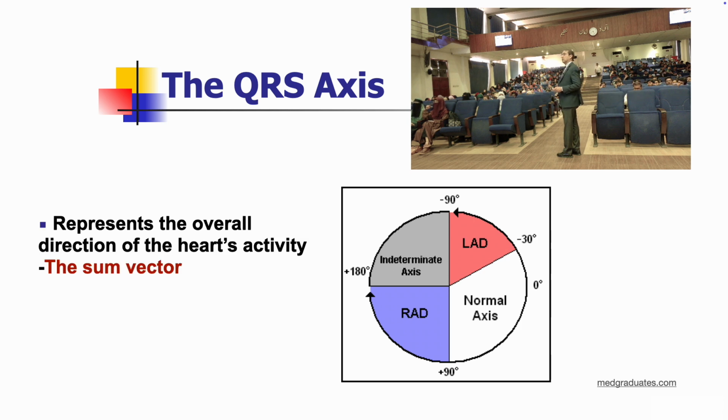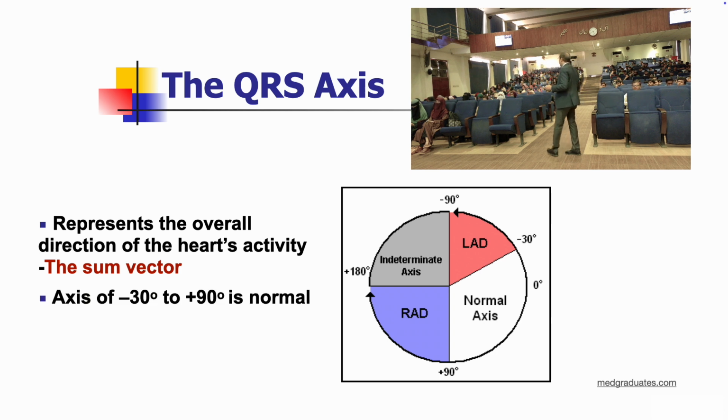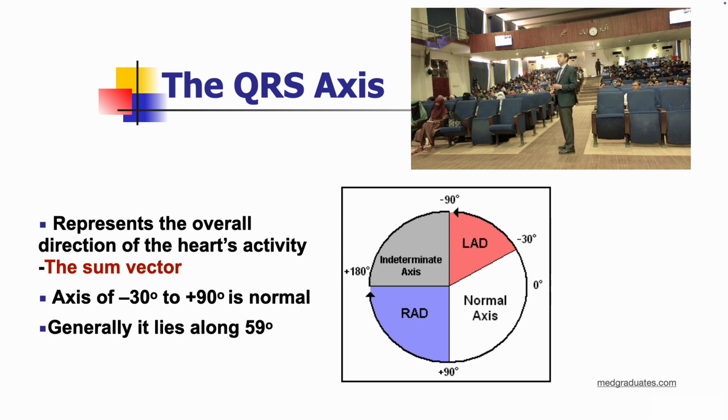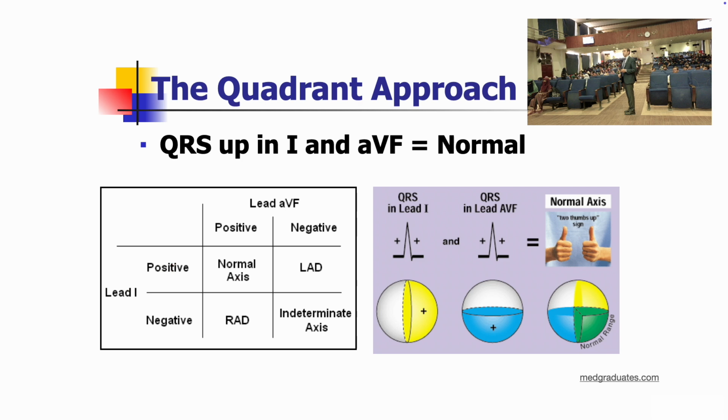How to diagnose these? This represents the overall direction of the heart's electrical activity. It's a sum vector. It is not the anatomical direction of the heart. It is the electrical direction of the heart. If there is left axis deviation, that does not mean the heart is rotated anatomically. The heart is lying in the same place. Only the movement of current is affected. Generally, it lies along 59 degrees, but there are large variations.